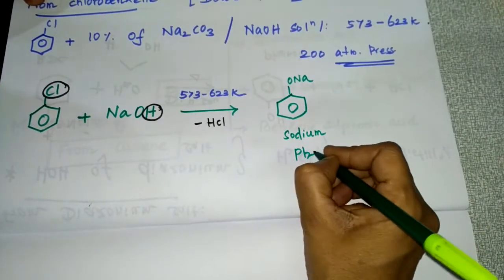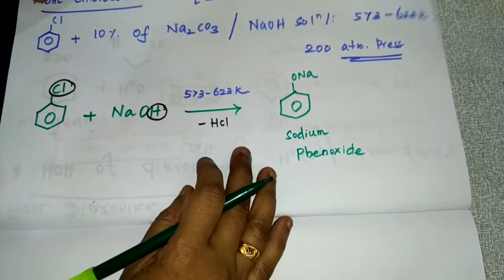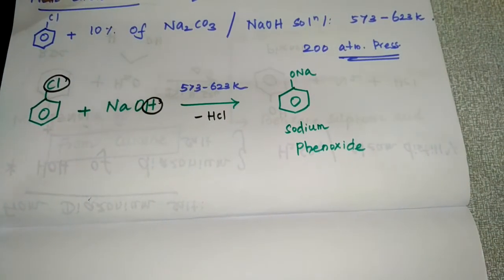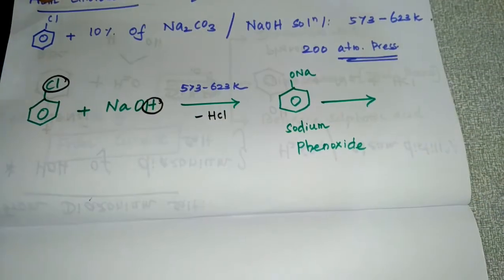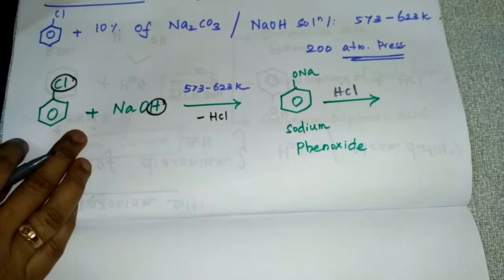Okay, so the formed product is sodium phenoxide, and after this what do you have to do? You have to acidify this. Okay, the acidification process takes place. So what are you going to add for acidification? HCl you are going to add.